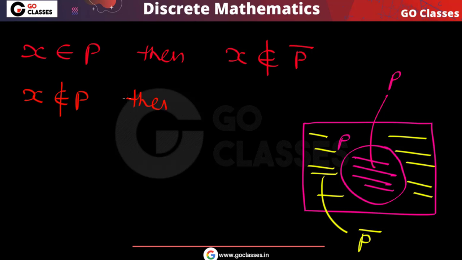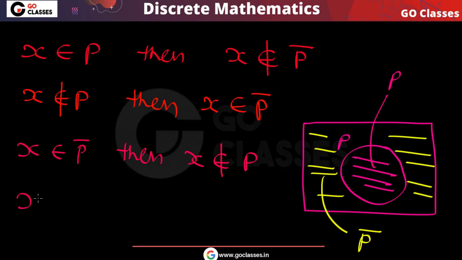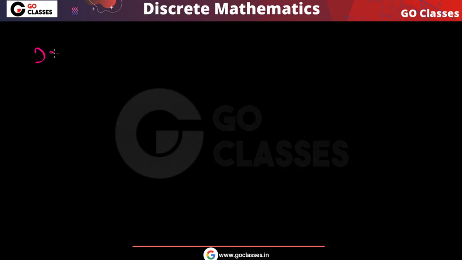Similarly, if X is not in P, if X is not in this area, then definitely X is in P bar. If X is in P bar, then X is not in P. Also, if X is not in P bar, then definitely X is in P. So this is the idea.